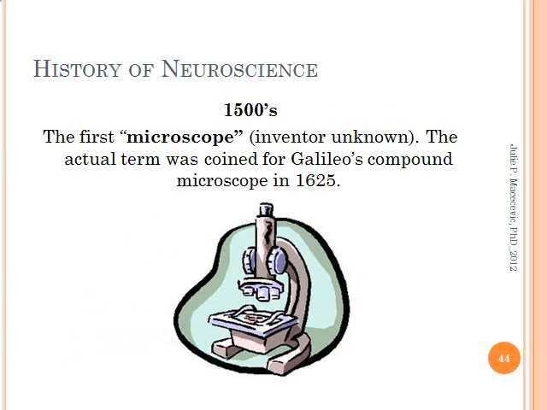The first simple form of a microscope is dated as early as 1590 in the Netherlands, although the name microscope was not used until Galileo later developed the compound microscope in 1625. The microscope, of course, transformed how we were able to witness the microscopic workings of the brain and nervous system.